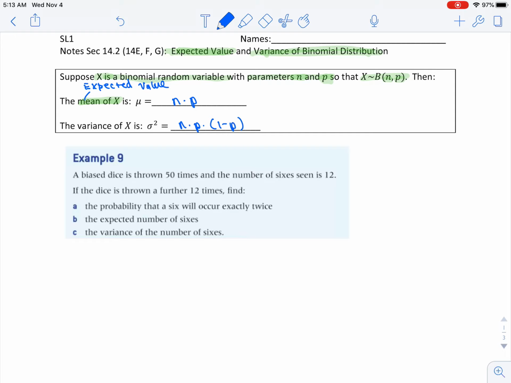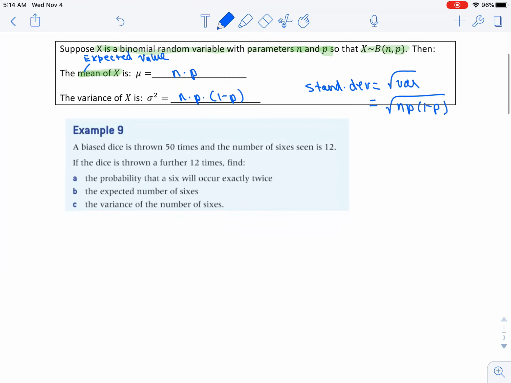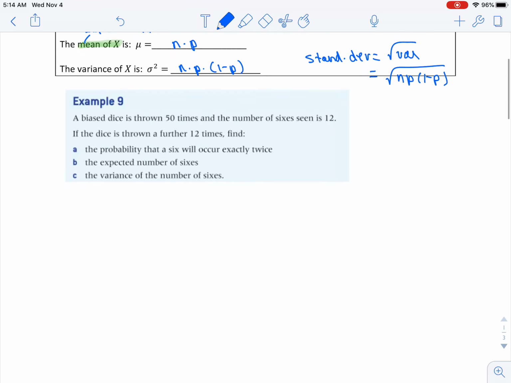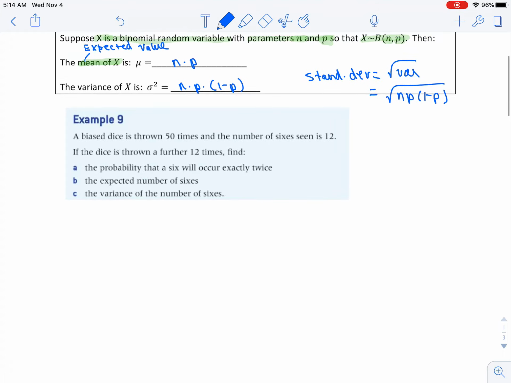And I just want to point out, remember from before, that standard deviation is always the square root of variance. Standard deviation, not standard variance. Standard deviation is the square root of variance. And so that means that the standard deviation would be the square root of np times 1 minus p. So I just want to point that out from before. I don't think they even ask you to do that in any of the problems, but just wanted to mention it. Okay, so we're going to look at example 9, and that will include problems that will have both of those formulas.